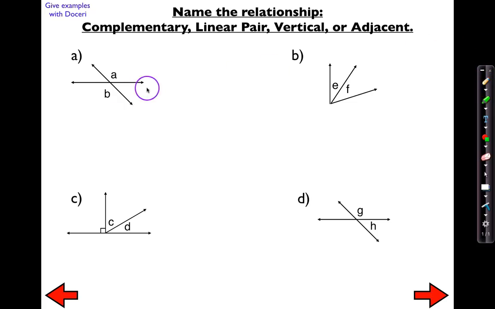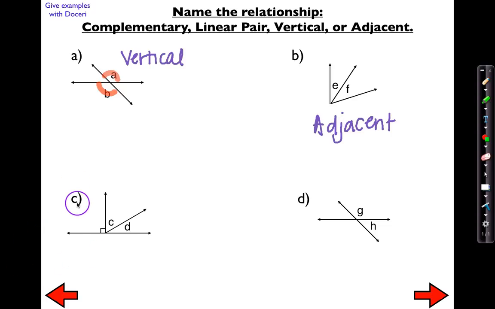So just take a look here. Between A and B, I notice that they're across from each other, so I'm going to say that this is definitely vertical angles. Okay, B. Well, here, I'm not going to say they're complementary because there's nothing here that tells me they equal 90 degrees. In fact, it doesn't look like it's a right angle. They're not a linear pair because these two angles don't add up to 180 degrees. They're not vertical, but guess what? They happen to be adjacent. Why? Because they are angles right next to each other. So I'm going to go ahead and call this adjacent.